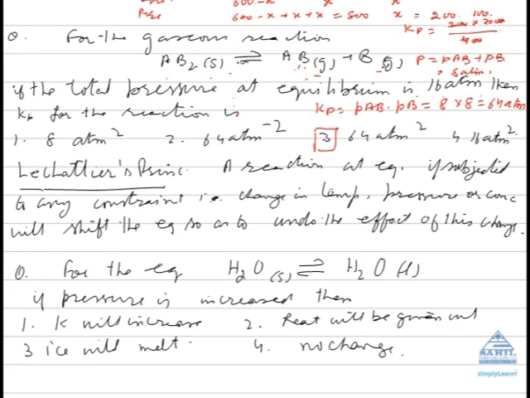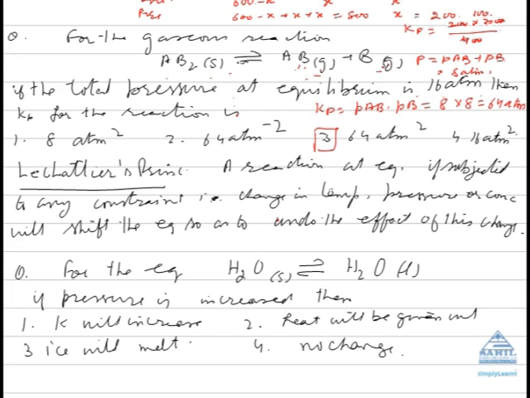Now, in this chapter, we are coming to Le-Chatelier's principle. Le-Chatelier principle says, if a reaction at equilibrium is subjected to any constraint, that is to say, change in temperature, pressure or concentration, then equilibrium will shift in a direction so as to undo the effect of that change.